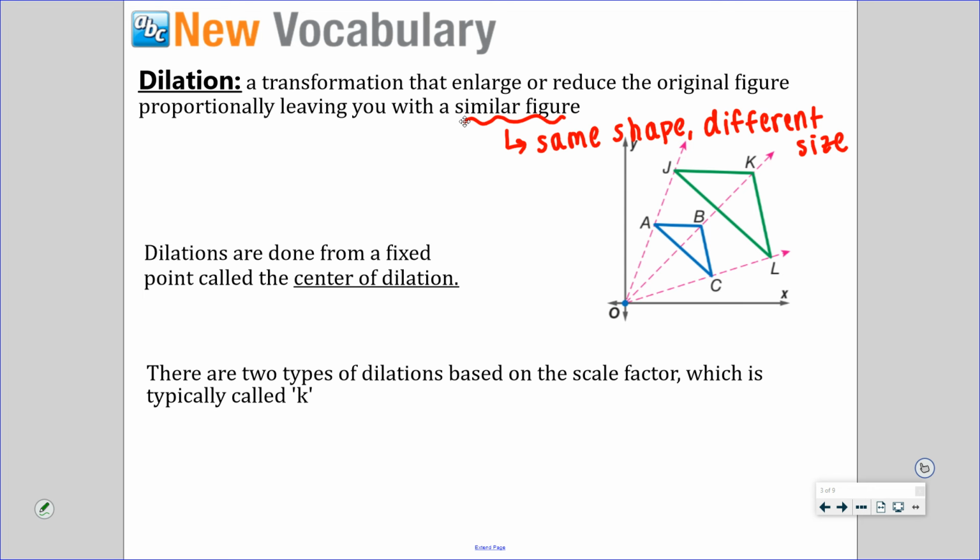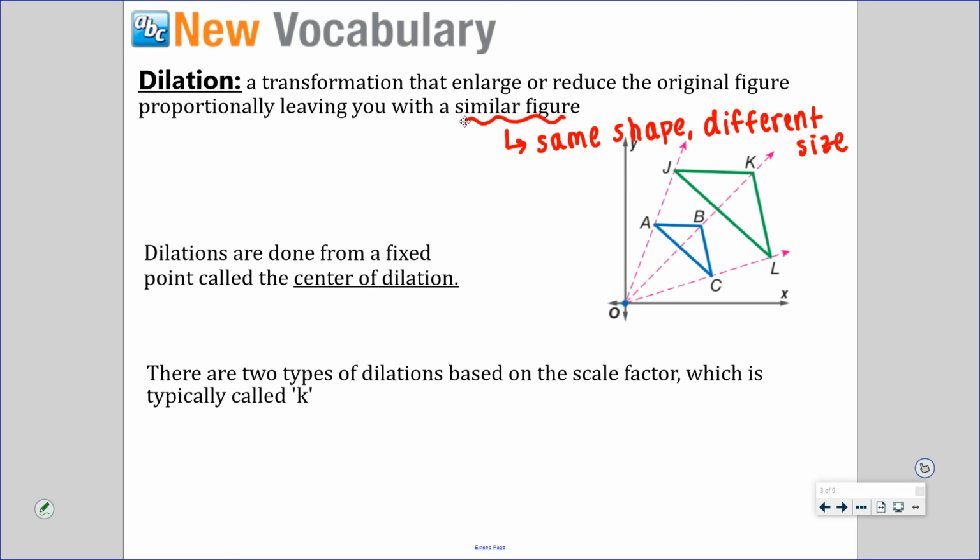Okay. I could also look at this as if the green was my original and I dilated it to form the image of the blue, then I could call it a reduction. Okay, so you do have to be careful with which one's your original and which one's your, what we call our image, kind of your after.